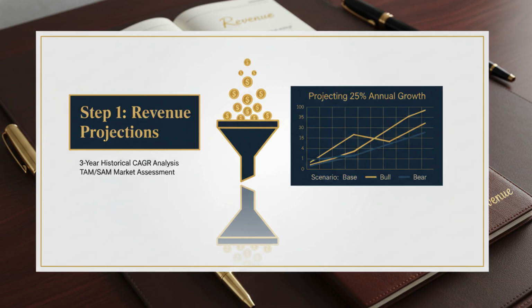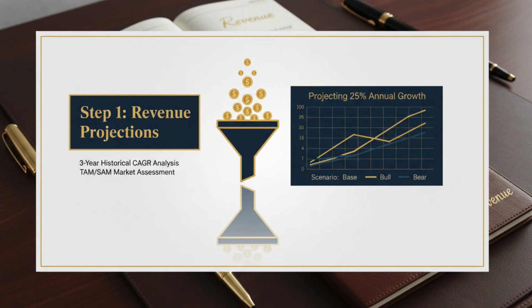Every DCF starts at the top. To forecast revenue, we look at historical 3-year CAGR and combine it with market TAM projections. For a high-growth company, we aren't just looking at past performance. We're analyzing the sales funnel, customer acquisition costs, and churn rates. Imagine a company growing at 25% annually. We need to validate if this growth is sustainable through market penetration or price increases.